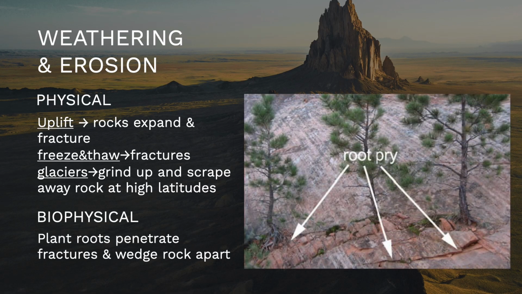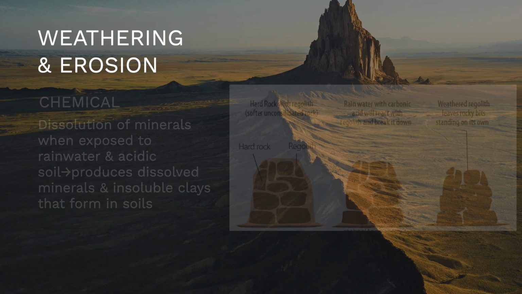Okay, so there is also biophysical erosion. Plant roots can penetrate fractures in a rock, and then they'll actually wedge that rock apart, because plant roots are stronger than you would ever think that they are. They are very strong. On the right here is a photo of some very large trees that are growing in this rock fracture. And you can see all these arrows pointing to these areas of root pry, where these roots are physically wedging this rock apart.